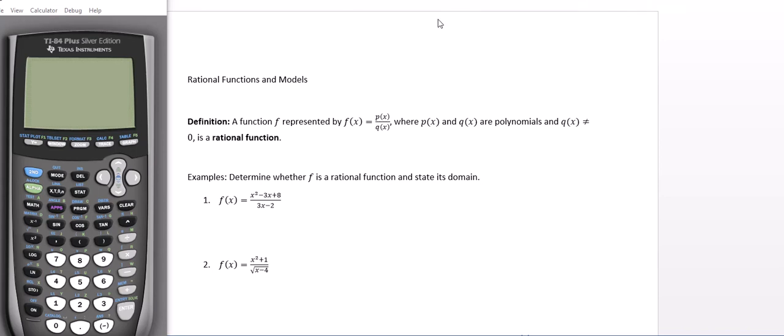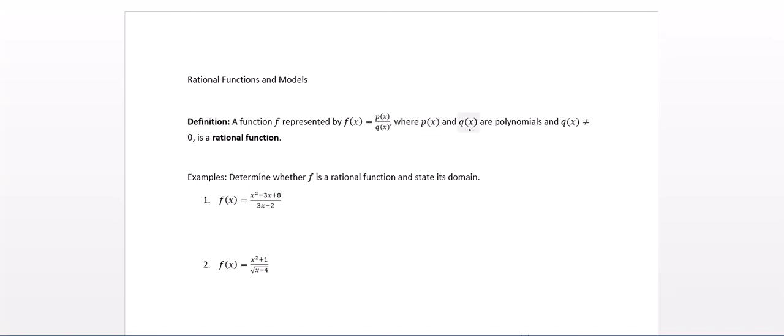Hello, and welcome to Rational Functions and Models. Let's start with a definition. A function f, represented by f of x equals p of x over q of x, where p of x and q of x are polynomials, and q of x is not the zero polynomial, is called a rational function. So it has to be a ratio of polynomials.